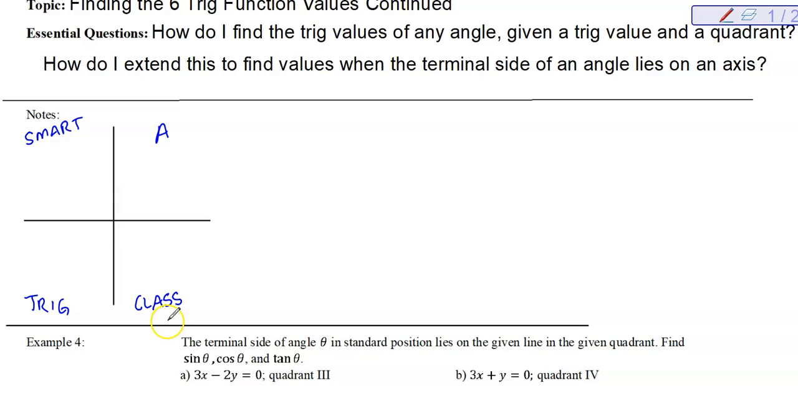Now, some teachers will tell you that instead of a smart trig class, it's all students take calculus, but that's not true. But here is true. You are a smart trig class. Therefore, we're going to go with this one. So what does that mean, that little saying? Notice where I placed the A. It's in quadrant 1, and smart is in quadrant 2, like that.